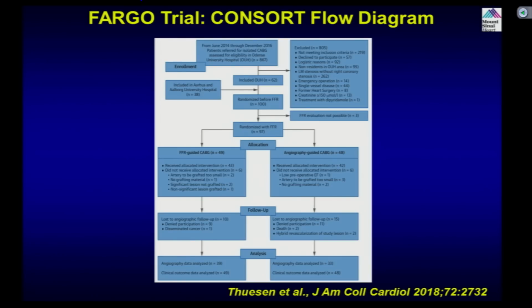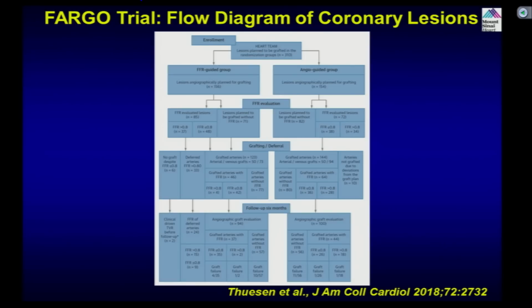So clearly the change in strategy took place after the initial presentation of initial heart team discussion. So basically FFR guided versus angiographic guided. So they actually followed those patients, and the endpoint was 6-month angiogram and the graft failure and FFR of the deferred lesion.